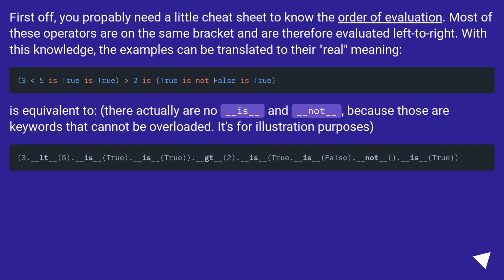First off, you probably need a little cheat sheet to know the order of evaluation. Most of these operators are in the same bracket and are therefore evaluated left to right. With this knowledge, the examples can be translated to their real meaning. This is equivalent to the following. There actually are no __is__ and __not__ methods, because those are keywords that cannot be overloaded. It's for illustration purposes.